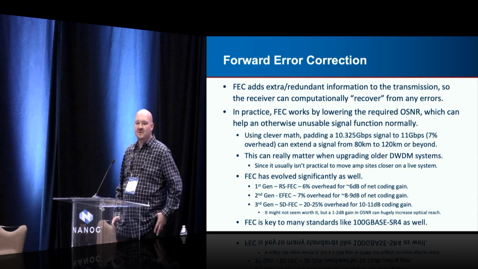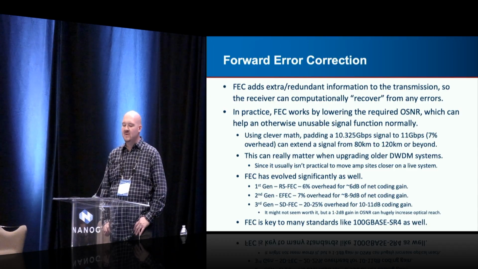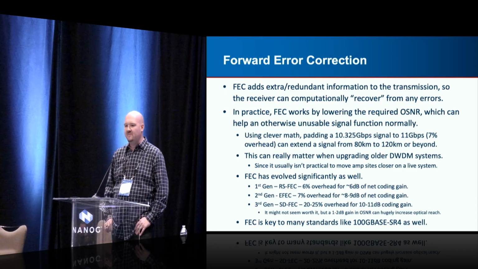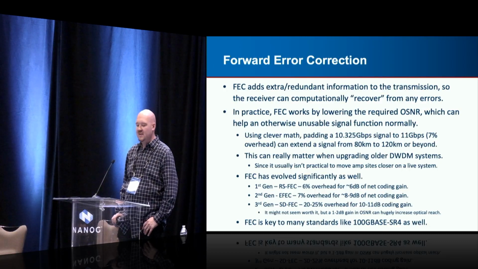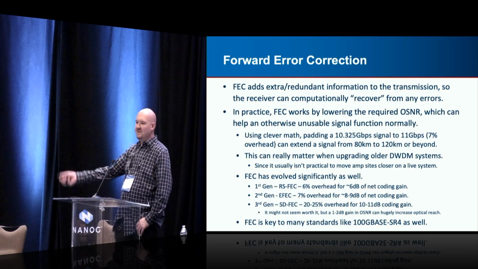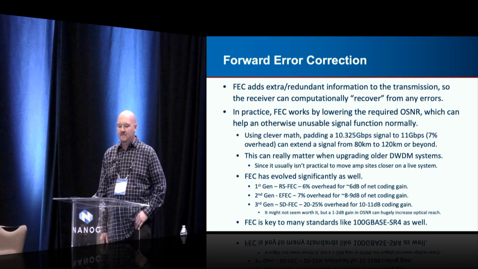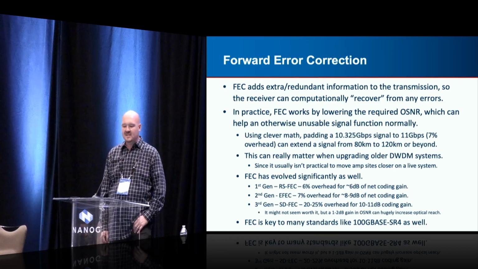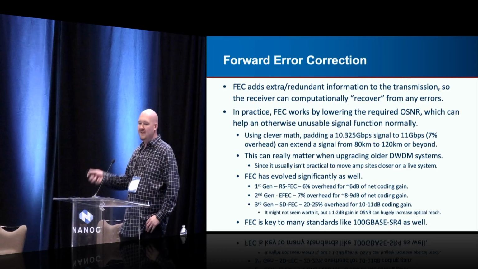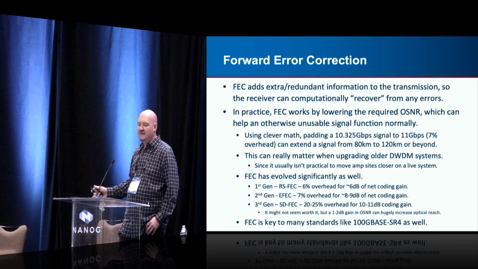And there's a couple generations of FEC that we've worked with. The first gen is something called RS FEC, Reed-Solomon FEC. And it's really simple, really straightforward. This is the one that you see baked into many modern protocols. Like if you do 100 gig SR4, it's built in there using RS FEC. It's a 6% overhead, and you get about 6 dB of net coding gain of improved OSNR. You can go 6 dB lower and still decode the signal than you would have if you didn't have FEC.